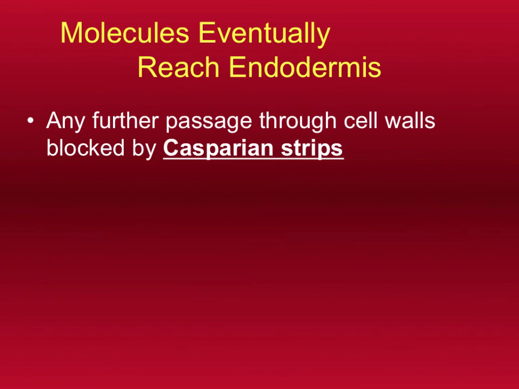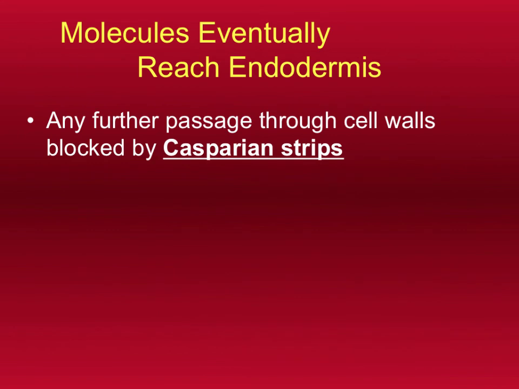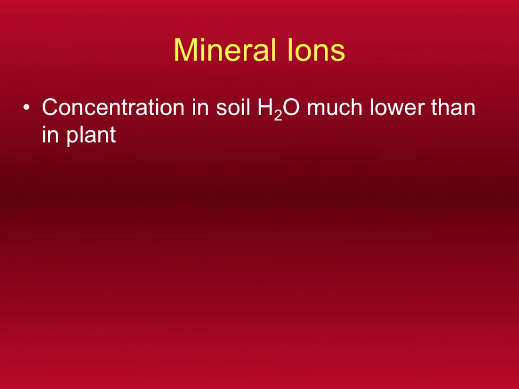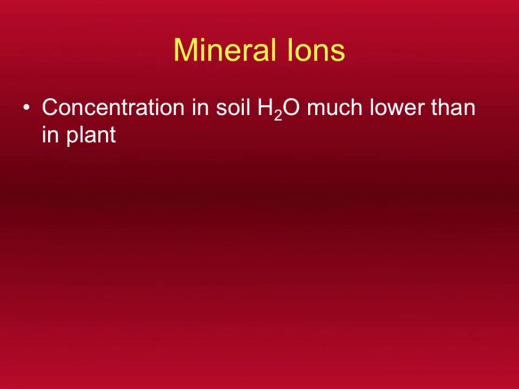Before any water gets in through any of these mechanisms, apoplastic, symplastic, or transmembrane movement of water, regardless of which one it goes through, all water eventually has to go through the endodermal cells because it can't go around them due to the Casparian strip. So that's kind of our last layer of control over what gets into the xylem, and then from there moves up to the rest of the plant.